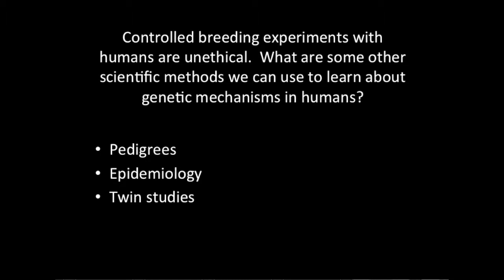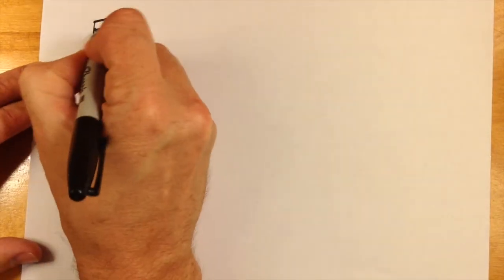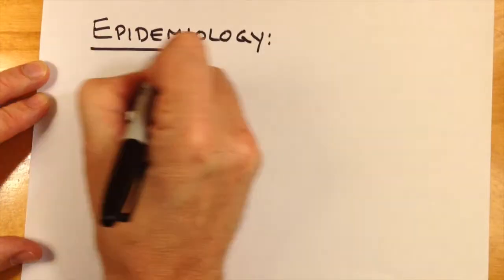We've already talked about it in another video, and you can click on my other video to learn a little bit more about pedigrees. So this particular video is going to focus especially on 2 other mechanisms for figuring out whether something's genetic, and those are called epidemiology and twin studies. So let's start talking about epidemiology.